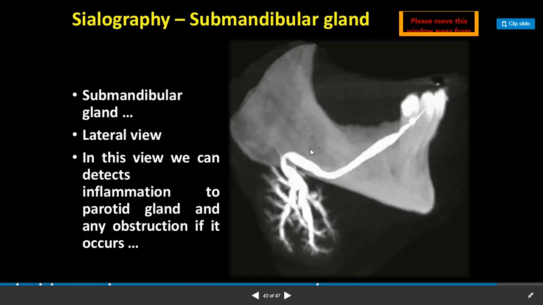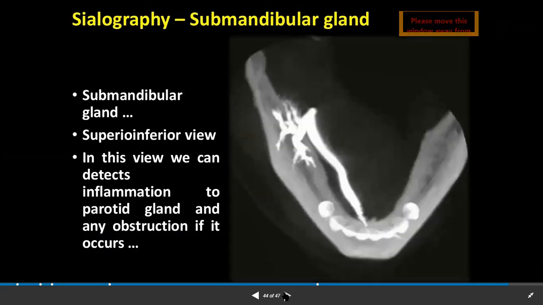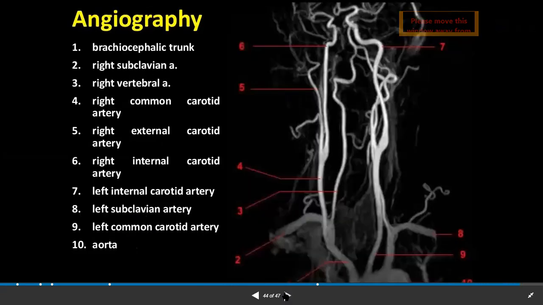Okay, so this is the sialography of the submandibular gland. In the lateral view, we can detect inflammation of the parotid gland seen in the previous view, and here you can see there is some obstruction. Okay, if there is any obstruction, we can actually visualize it.